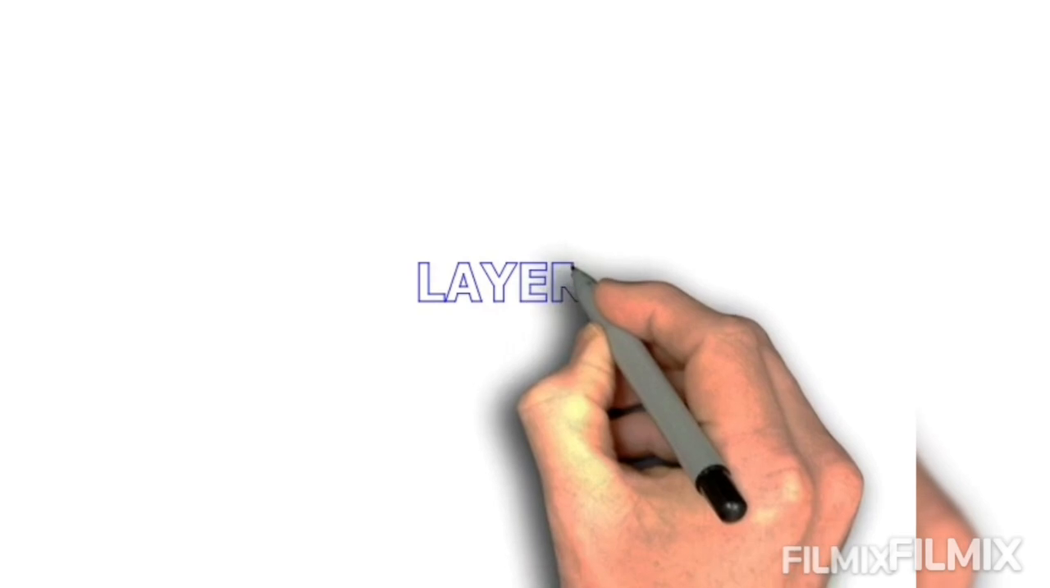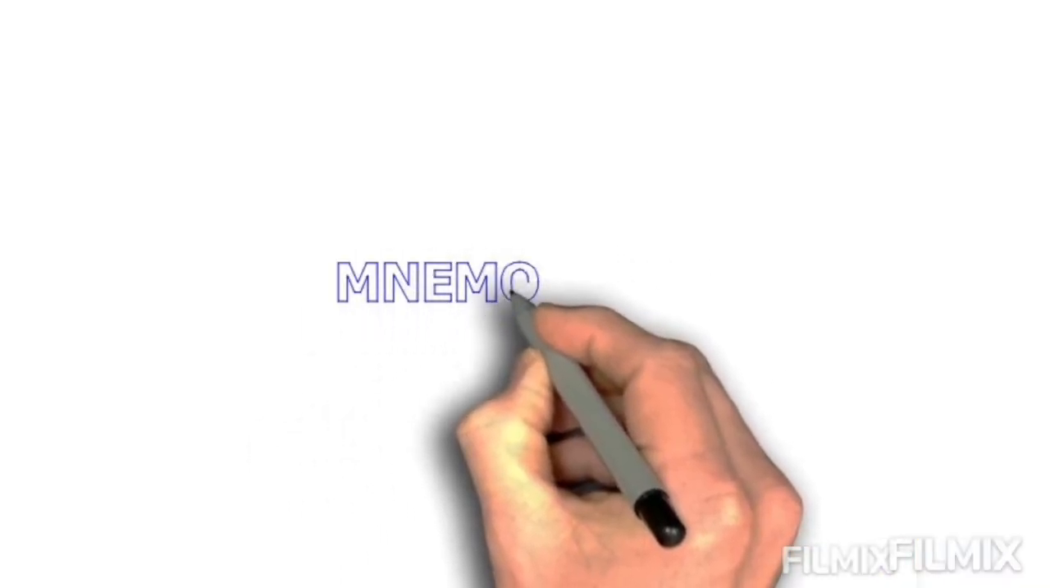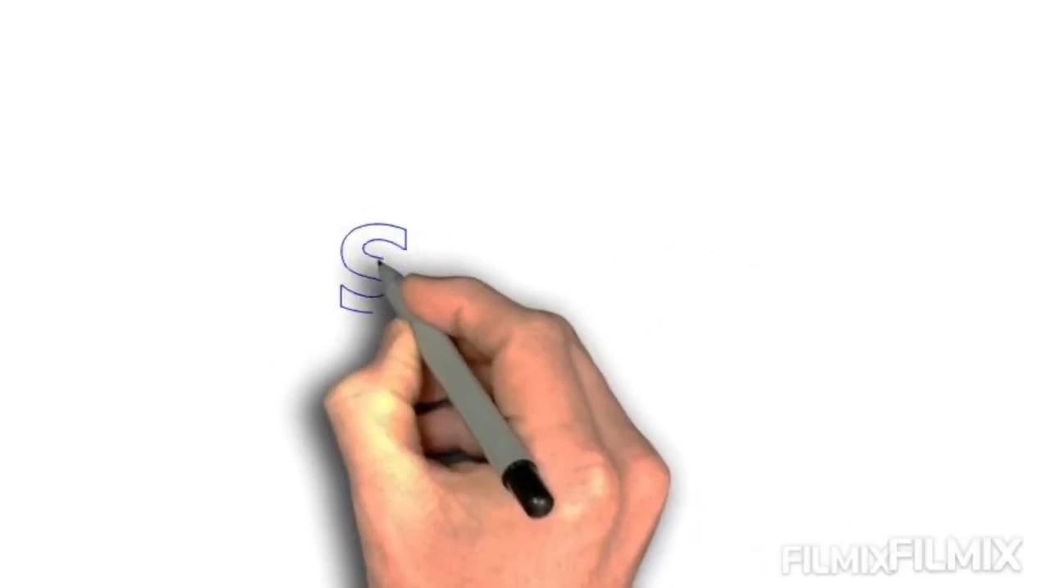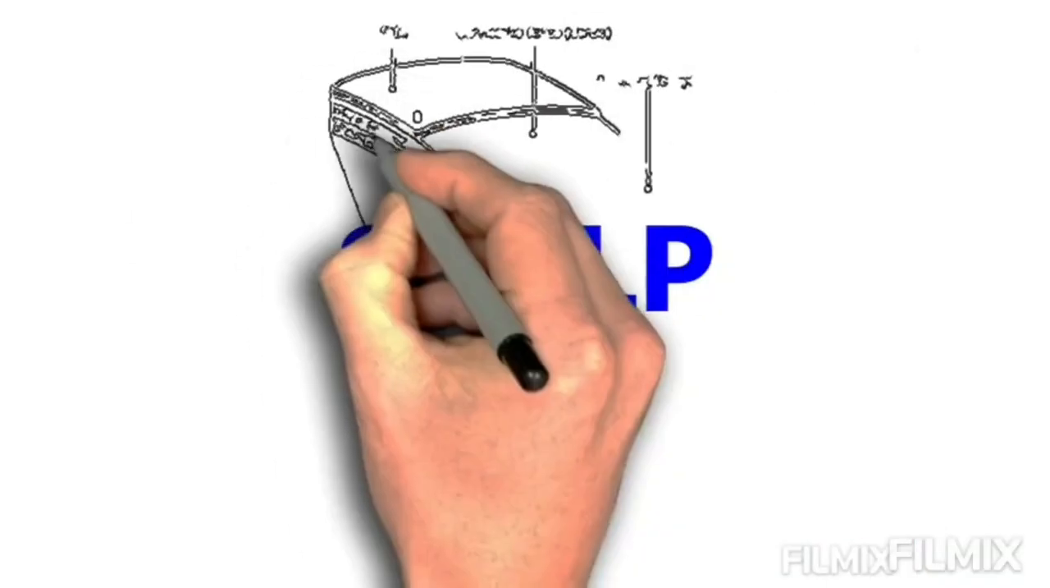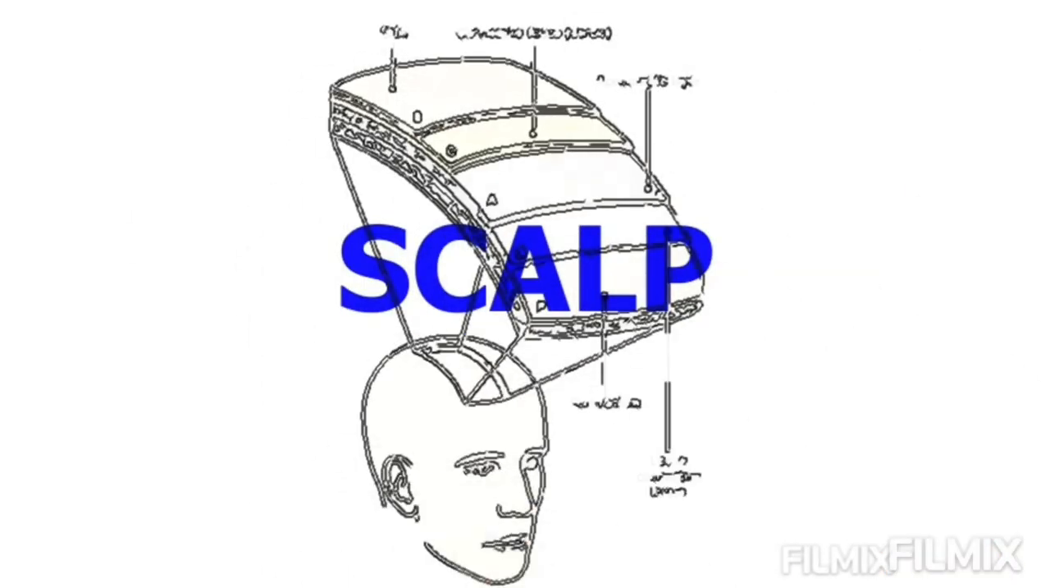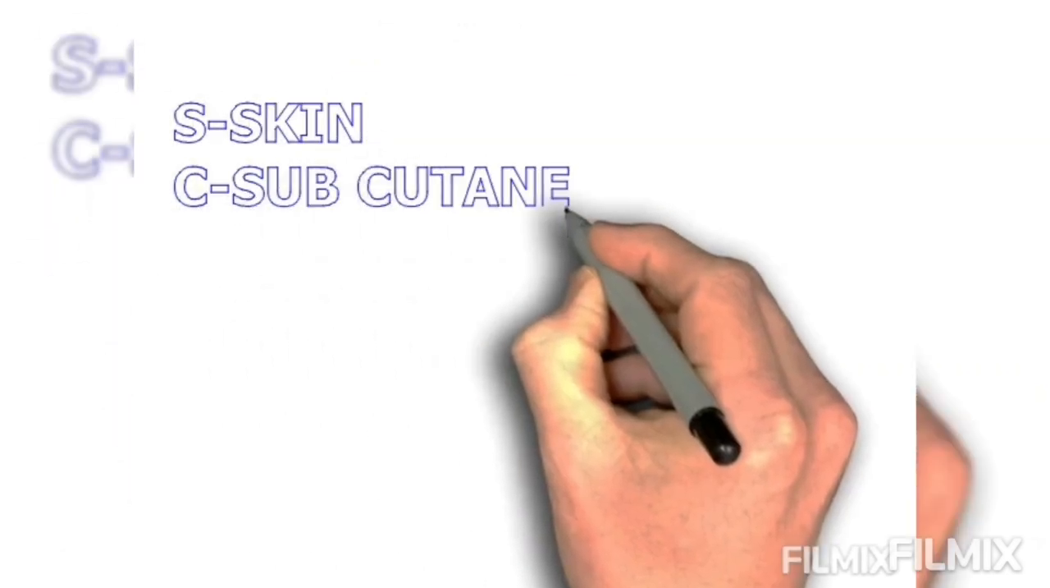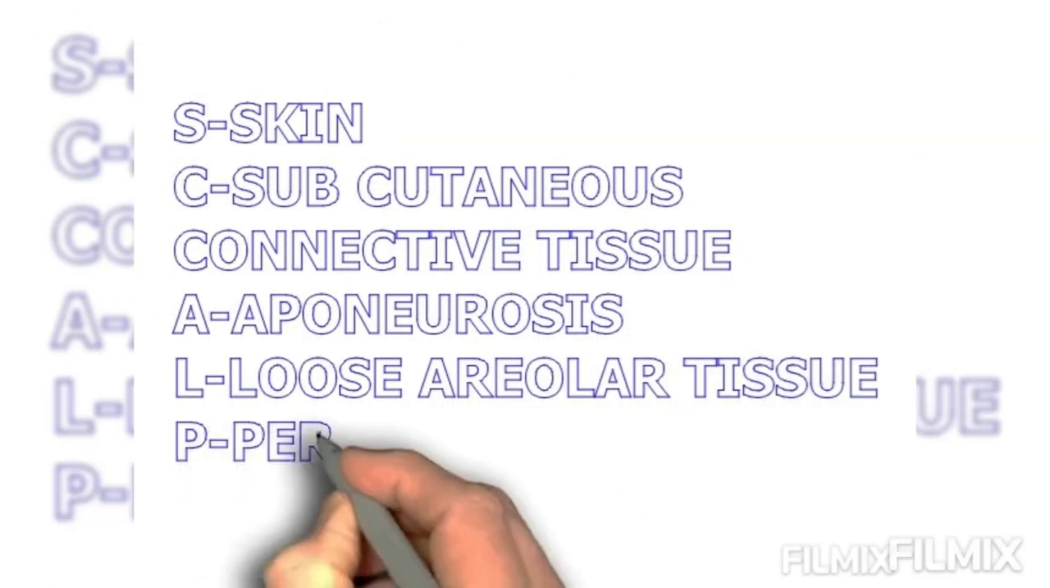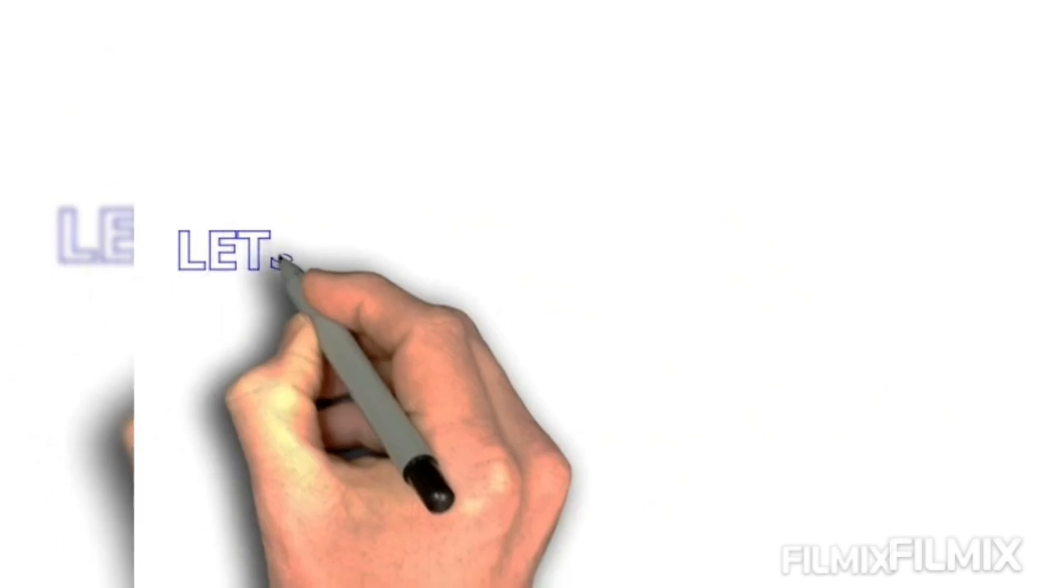Now let's see the layers of the scalp. The layers of the scalp have a mnemonic. What is the mnemonic? The word SCALP itself is a mnemonic. The picture gives each layer. Let me abbreviate each of it. S for skin, C for subcutaneous connective tissue, A for aponeurosis, L for loose areolar tissue, P for pericranium. Now let's see each layer in detail.